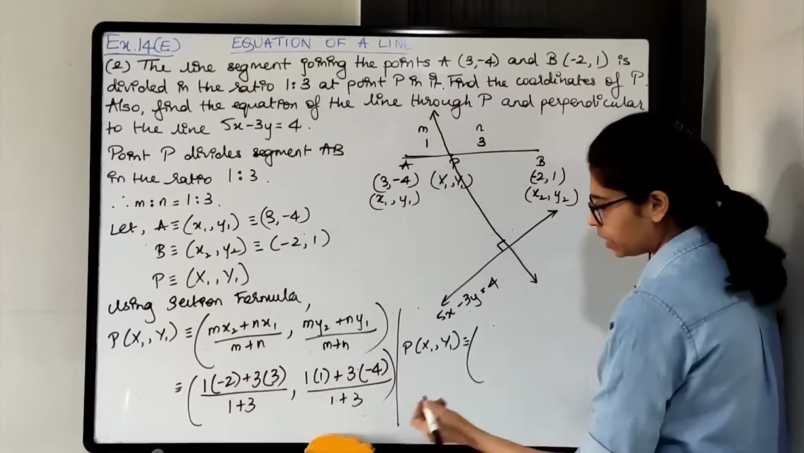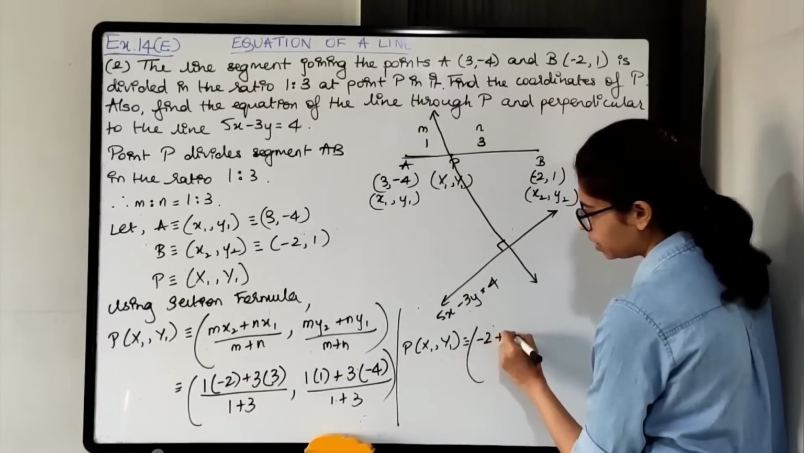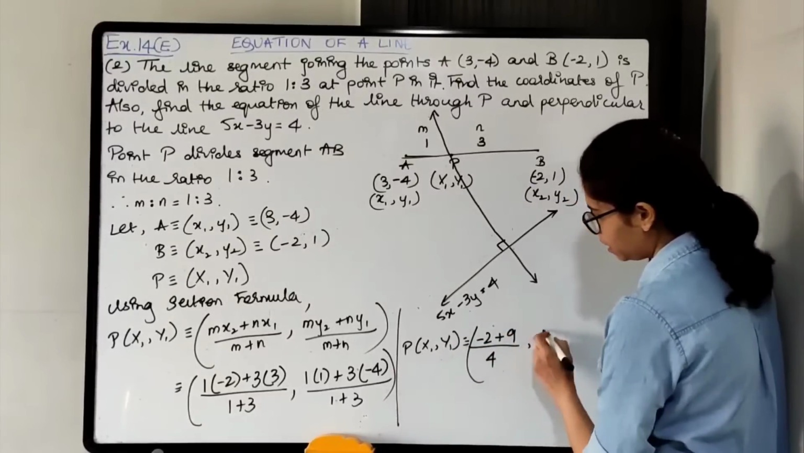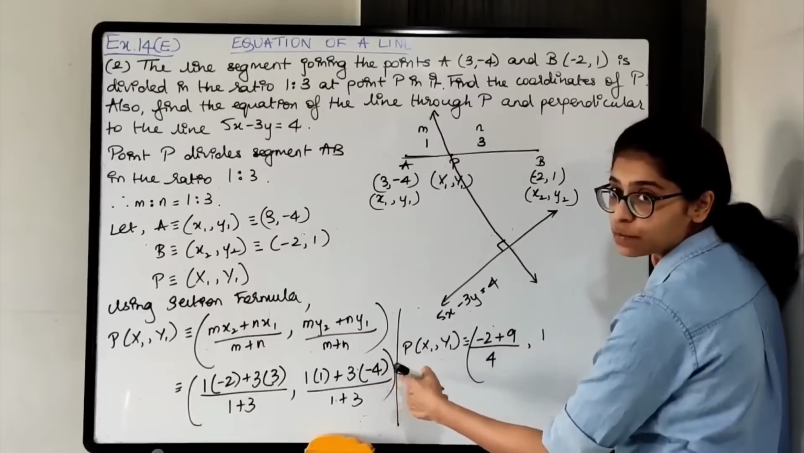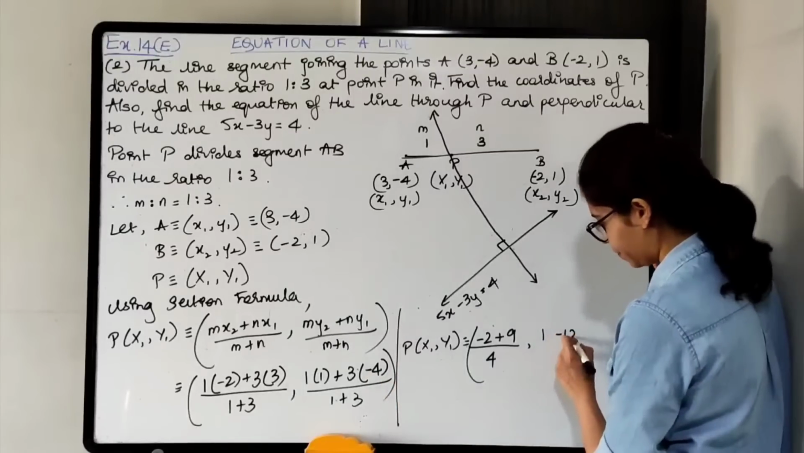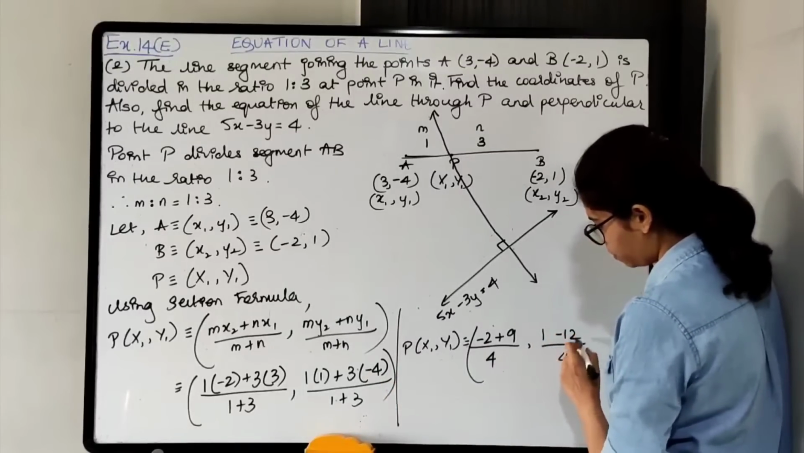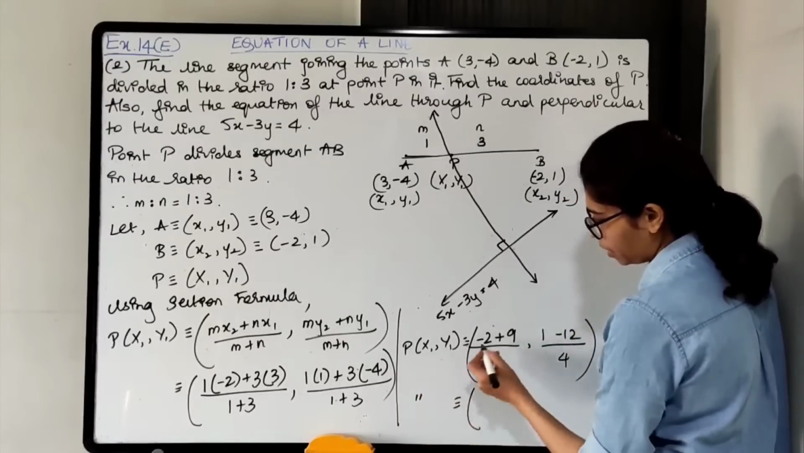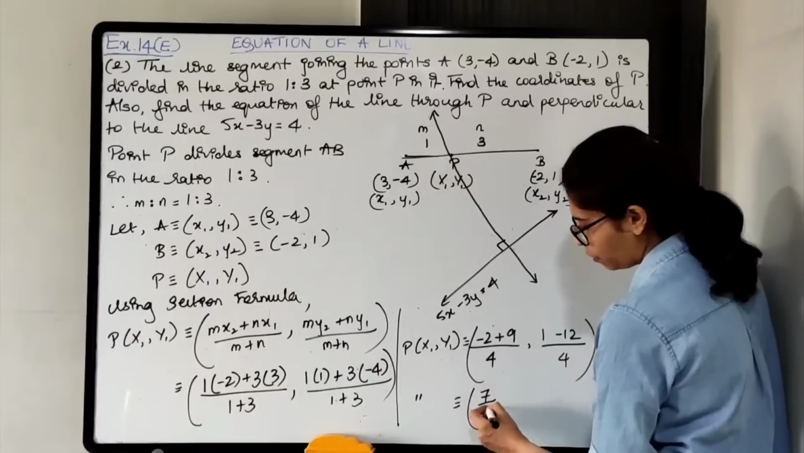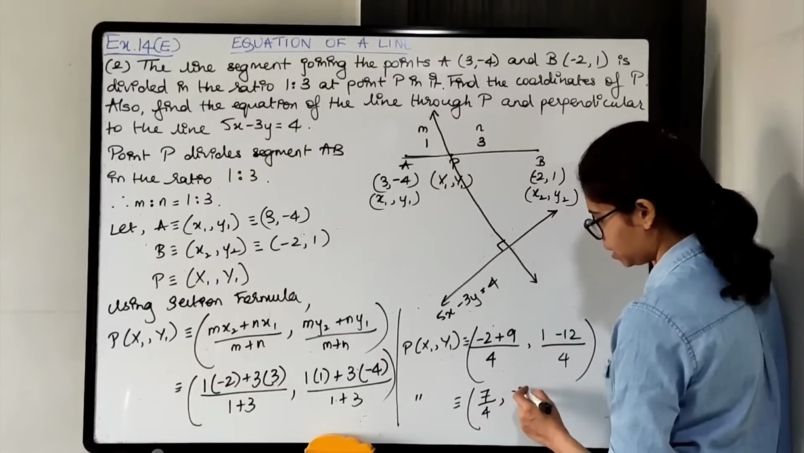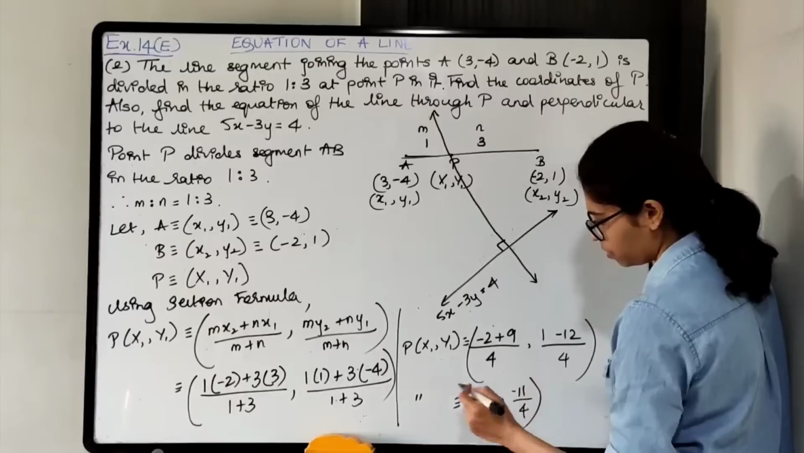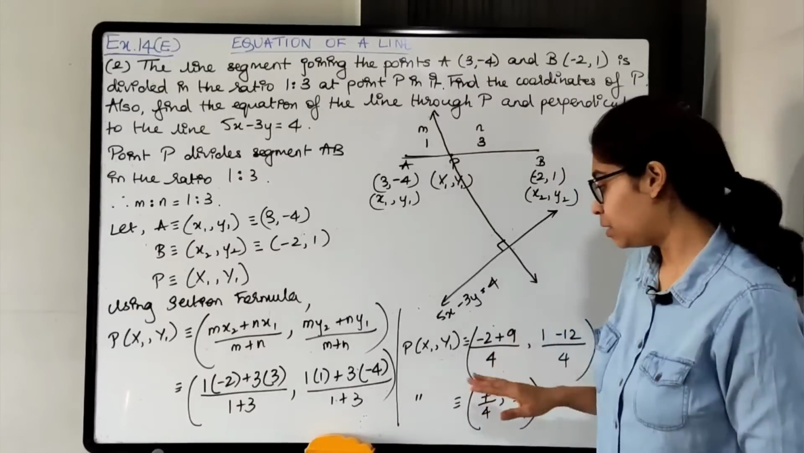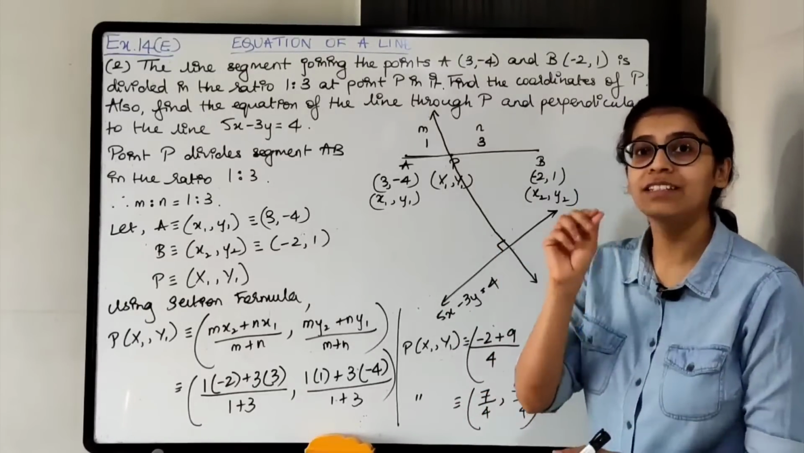Okay. So P x1 y1, 1 into minus 2 plus 3 3s are 9 upon 1 plus 3 4. Over here 1 1s are 1. 3 into minus 4 minus 12 हो जाएगा upon 4. Same thing over here. 9 minus 2 is 7 upon 4 and here we are getting minus 11 upon 4. Okay. So box the value of the coordinates. Alright. In previous question I forgot to tell you, box the value.